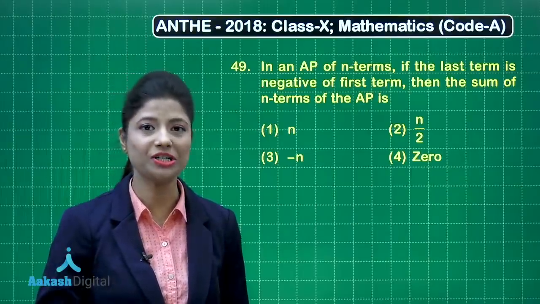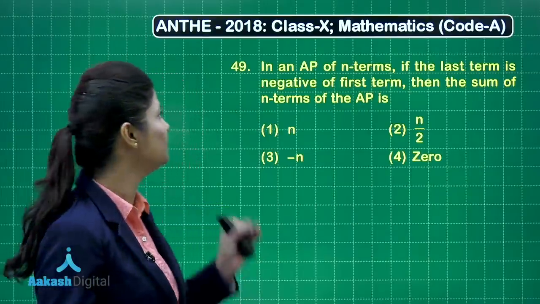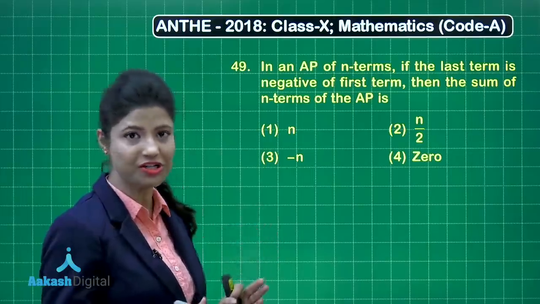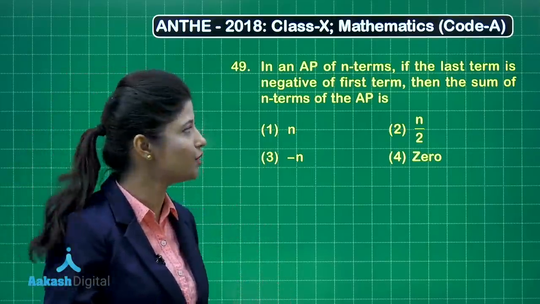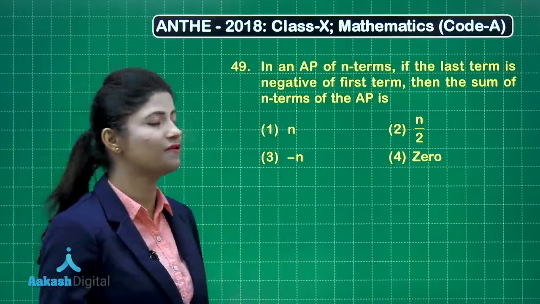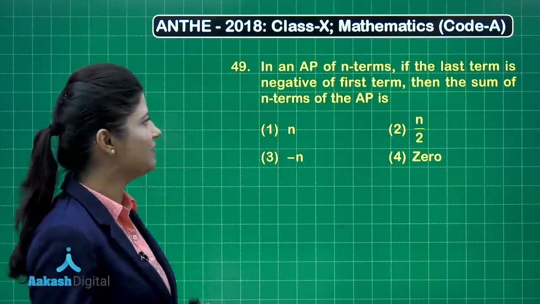Now let's discuss question number 49. It states that in an AP (arithmetic progression) of n terms, if the last term is negative of the first term, then the sum of n terms of the AP is. So what will be the sum of n terms?